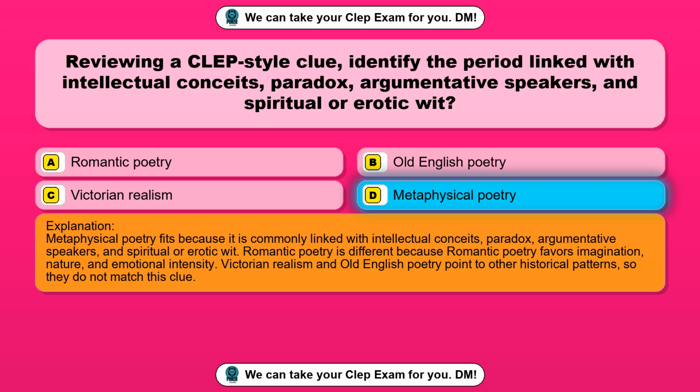Romantic poetry is different because romantic poetry favors imagination, nature, and emotional intensity. Victorian realism and Old English poetry point to other historical patterns, so they do not match this clue.